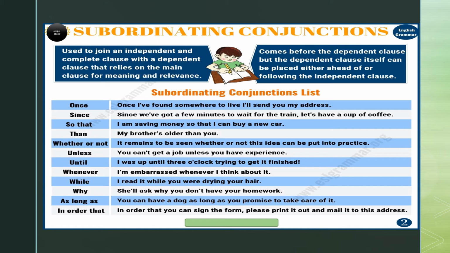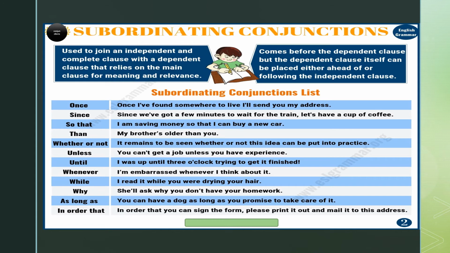Since we have got a few minutes to wait for the train, let's have a cup of coffee. So having a cup of coffee is dependent on the fact that the train is yet to come. Hence, both the sentences are not equal. I am saving money so that I can buy a new car. So why am I saving money? In order to buy a car. So both the sentences are dependent on each other. And the subordinating conjunction so that is always placed before the dependent clause.